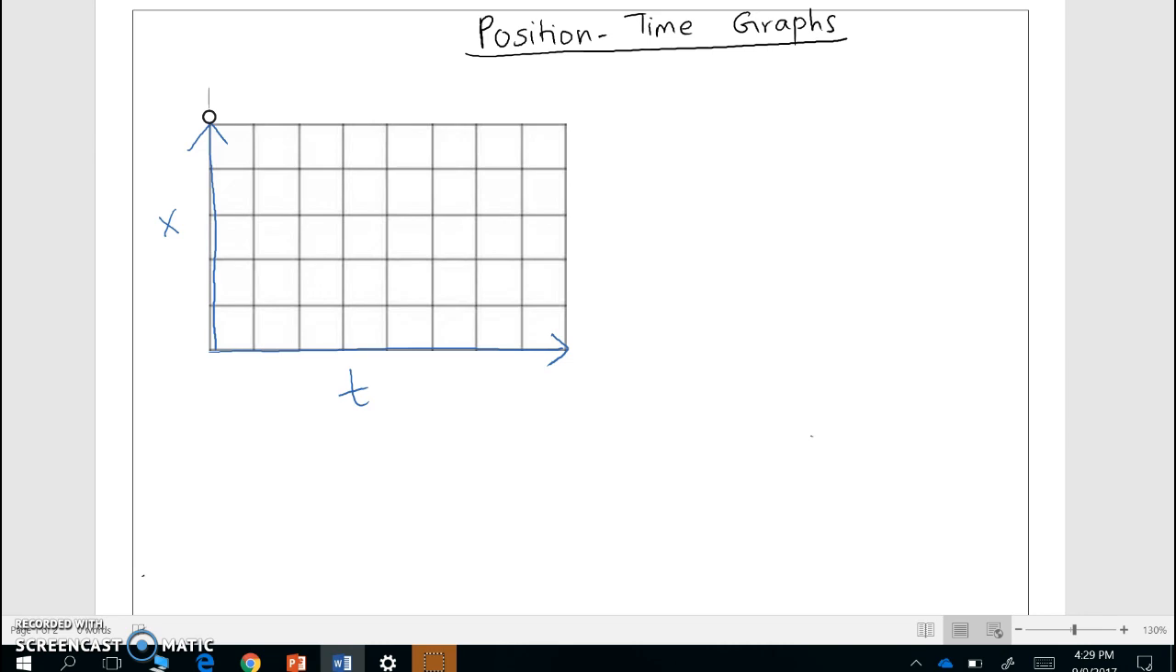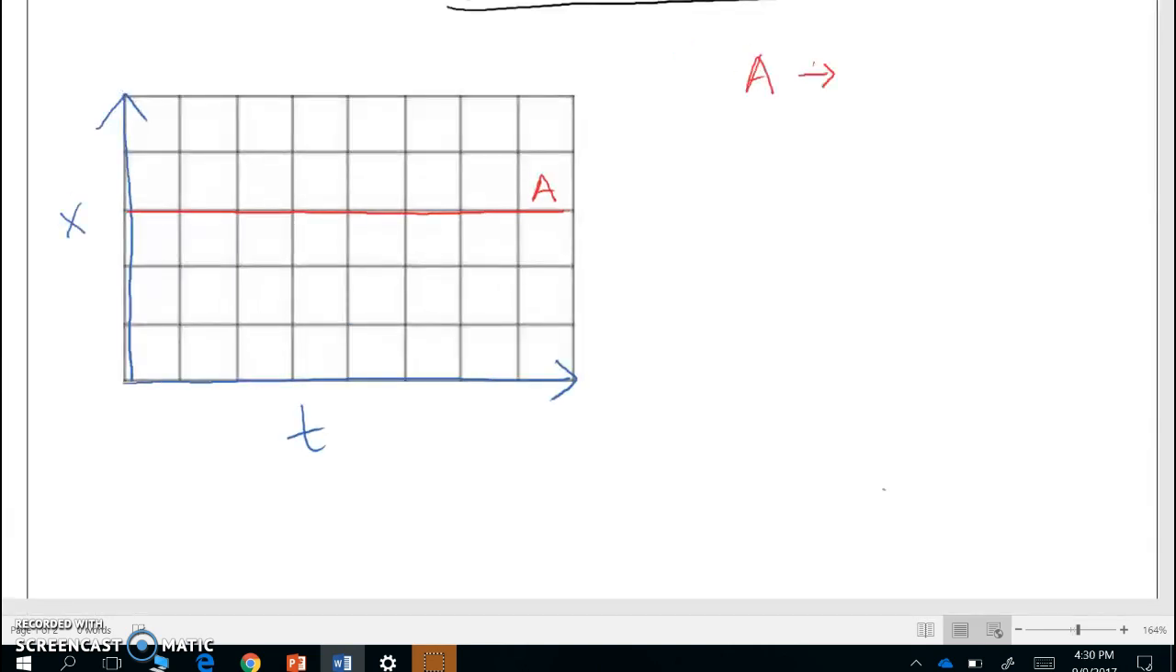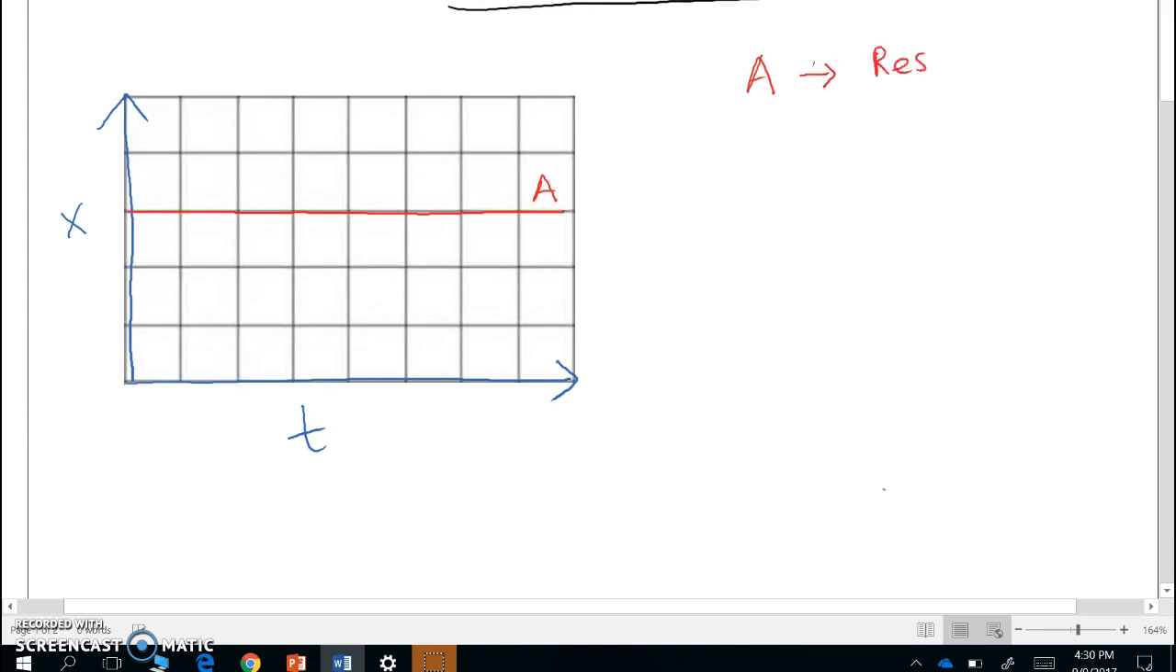So if I have a position graph in which my plot turns out to be, let us say, a horizontal line, let's label this as A. What type of motion does A represent? So as you can see, the position of the object in A does not change as time increases. So A represents rest. This means that the object is not moving at all.